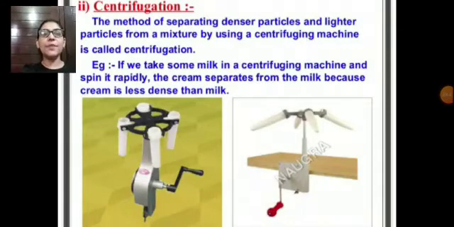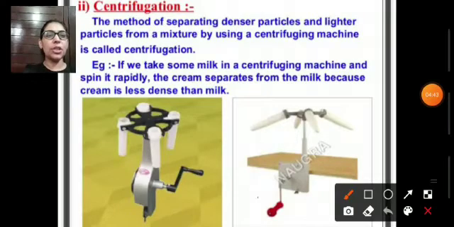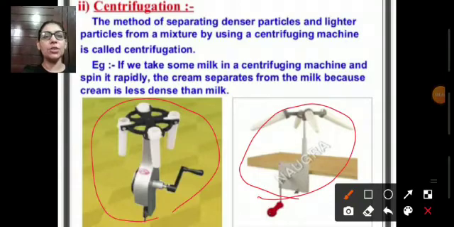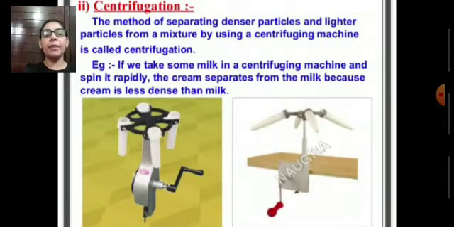Next method of separating is centrifugation. See, this is the diagram showing the machines of centrifugation. These machines rotate at very high speed so that the denser particles will settle down at the bottom and the lighter particles will remain at the top. They will be suspended at the top.